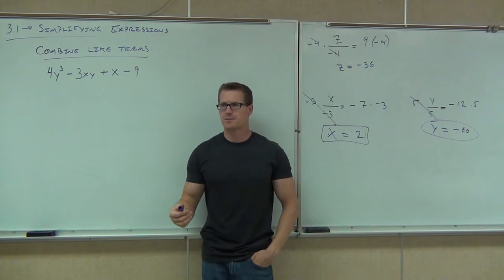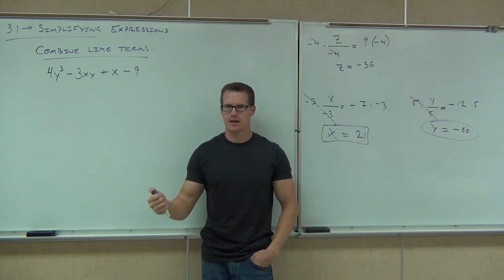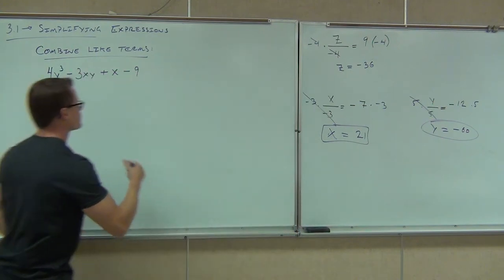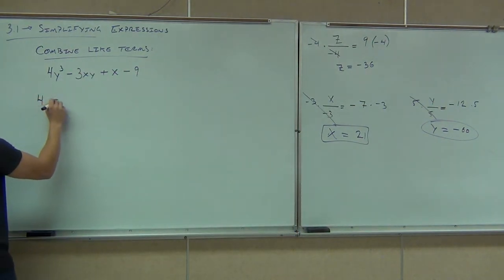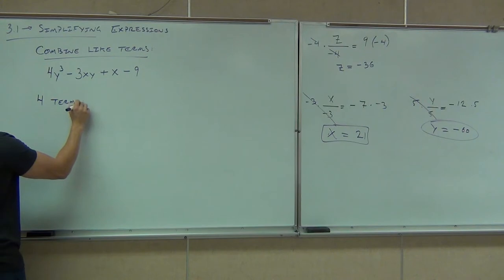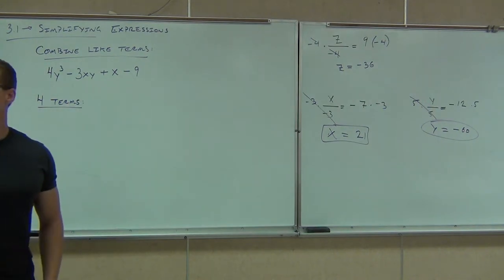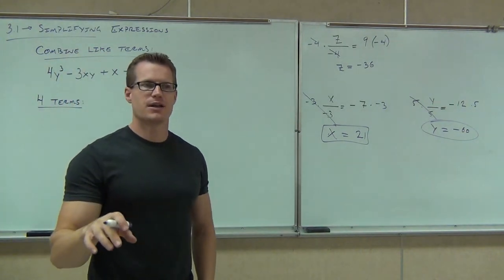In an expression, a term means something that is separated by a plus or a minus. So I want you to look at the pluses and minuses. Count how many things are separated by pluses and minuses. How many do you have? Four. Yeah, four. Our terms up here are 4 terms. We're going to list them out. I got to tell you that the terms go with the sign that is in front of them.